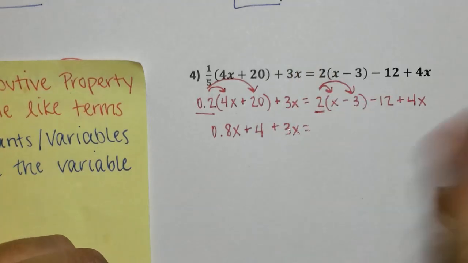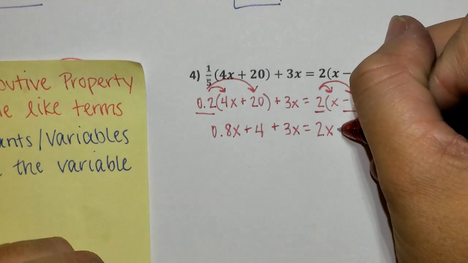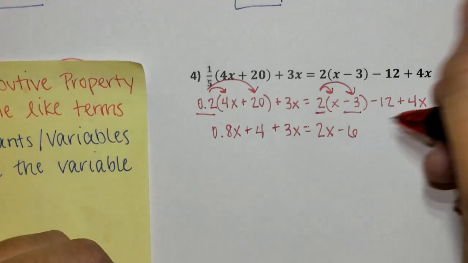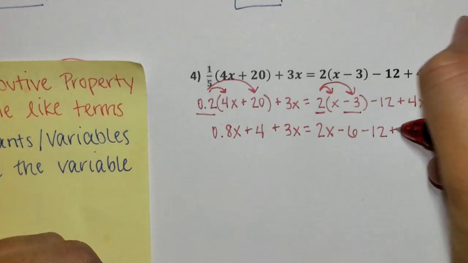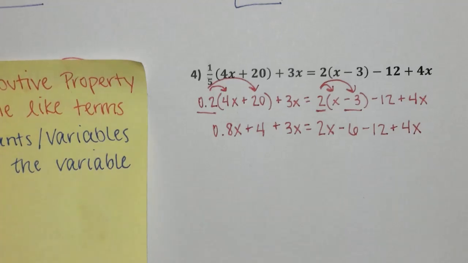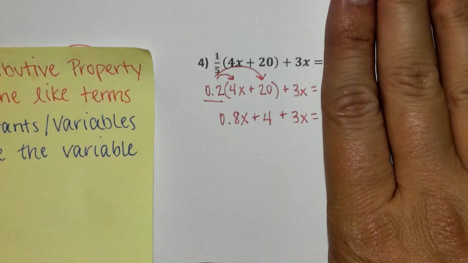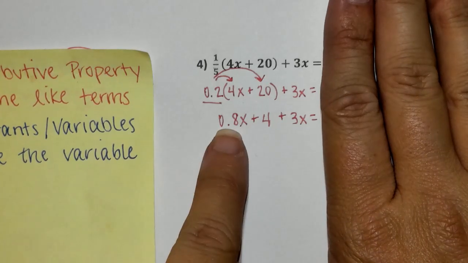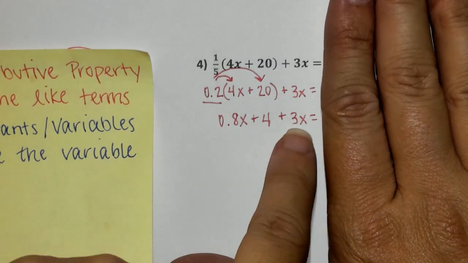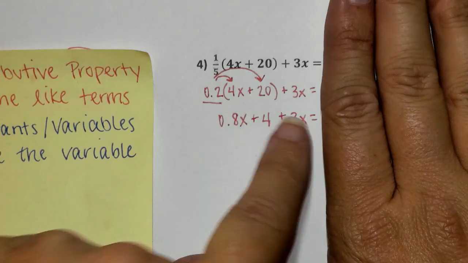And on the right side, 2 times x is 2x. 2 times a negative 3 is a negative 6. And then that minus 12 comes down, and the positive 4x comes down. All right, now step 2. Combine like terms. On the left side, I have 2 variable terms and a constant. So I can combine my positive 0.8x and my positive 3x. Remember, they're on the same side. You're not undoing anything. You're just adding them.